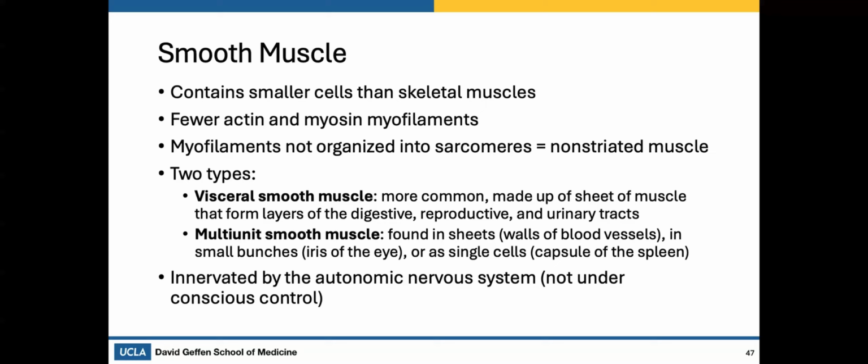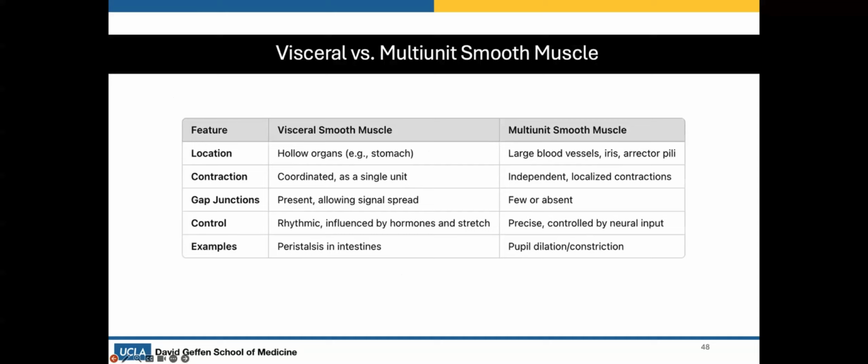Contractions are often not synchronized, but instead occur in response to specific neural and hormonal signals. It's heavily influenced by the autonomic nervous system, with each muscle fiber receiving its own innervation. For example, the iris of the eye uses multi-unit smooth muscle to adjust pupil size in response to light levels. This table on the screen provides a few more differences between visceral smooth muscle and multi-unit smooth muscle that are important to understand as it relates to smooth muscle.